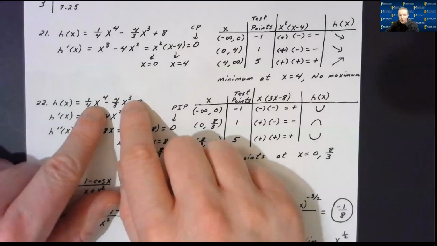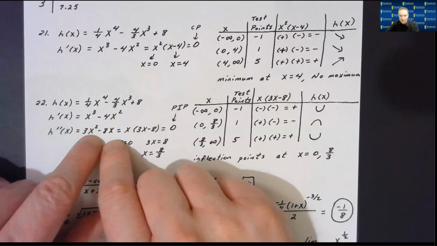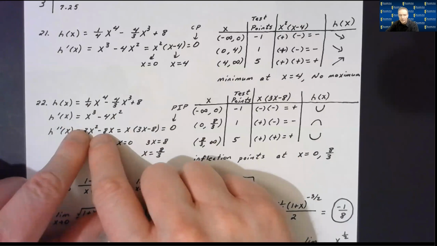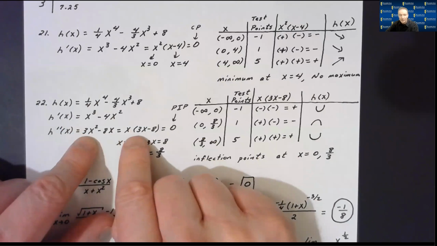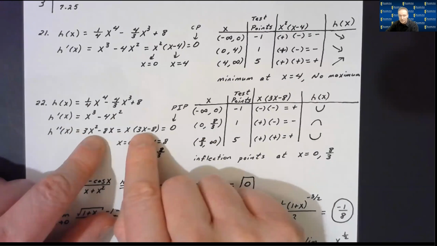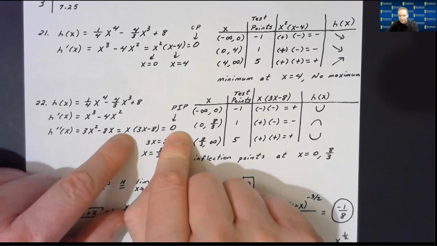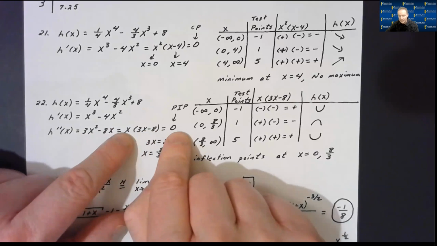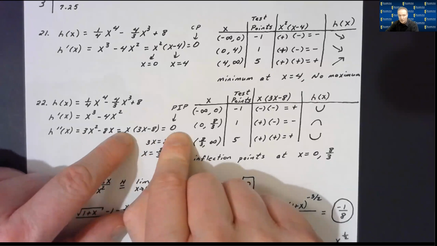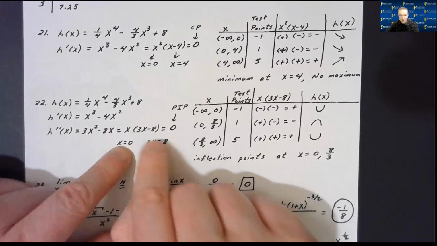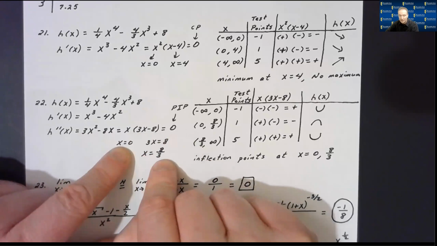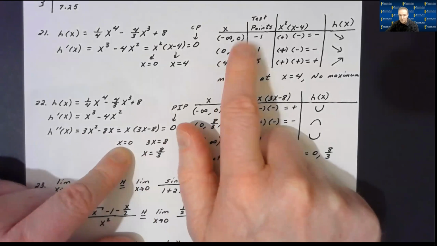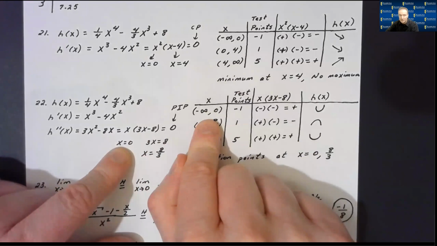In 22, we take the second derivative of our function. My second derivative here would give me 3x squared minus 8x. When we factor that, we can factor an x out and get x times 3x minus 8. When we set those factors equal to 0 to find potential inflection points, we can say, well, we have a potential inflection point when x is 0 and a potential inflection point when 3x is equal to 8, gives me x equals 8/3.